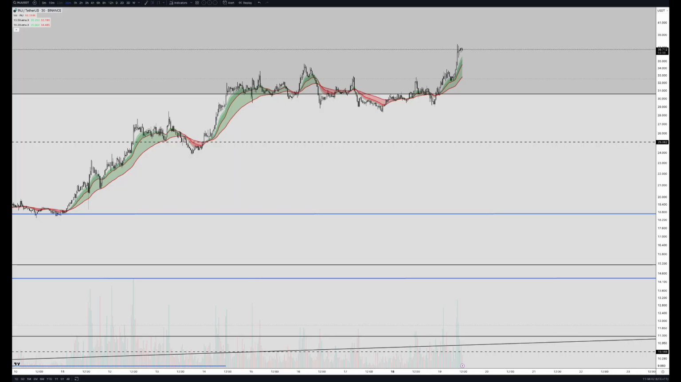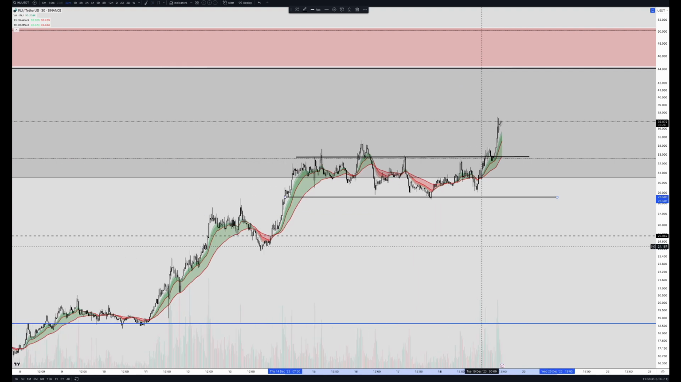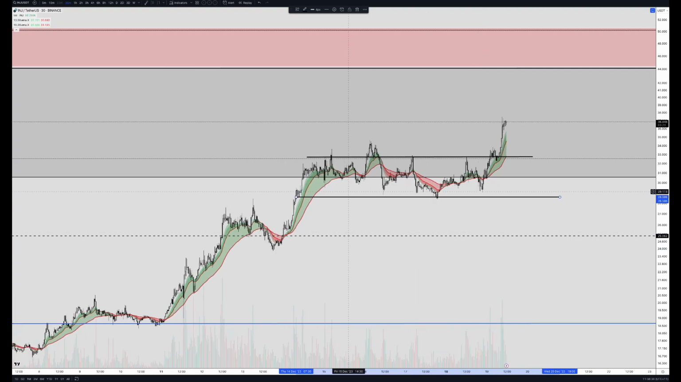Today is Tuesday, the 19th of December, and let's talk about Injective, looking at the local or small time frame, and then look at the bigger picture and try to gauge what's going on. That range was a reaccumulation pattern. So we have an uptrend.